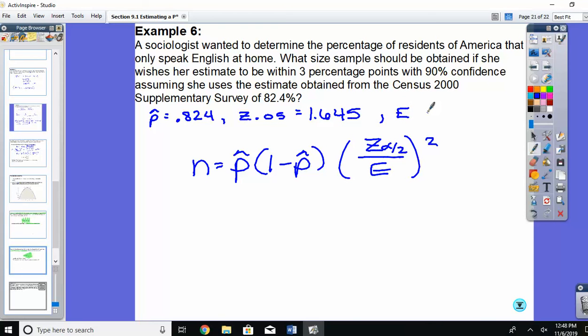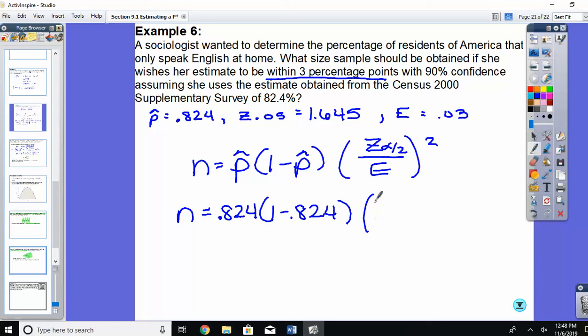E is our error. What did it tell us about our error? She wants to be within 3 percentage points, so my error would be 0.03. So then we just plug in. Put all of that in our calculator.